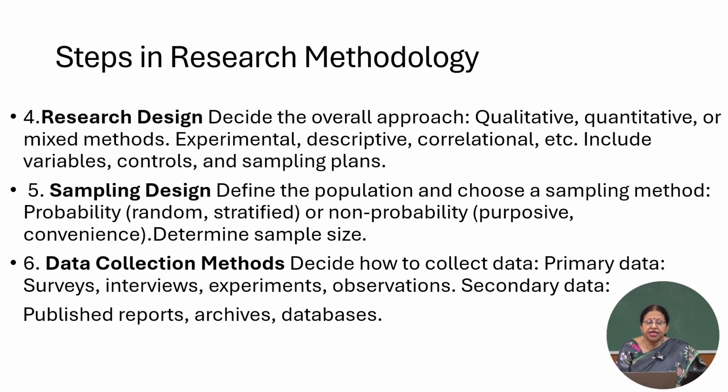Sixth point is data collection method. You have to decide how to collect data. Primary data, which could be through surveys, interviews, experiments, observations. And secondary data could be published reports, archives, databases. Which means that even your data collection has to have a plan. It is not that you can do anything randomly while doing research. And therefore, understanding these steps of research methodology becomes very, very important.